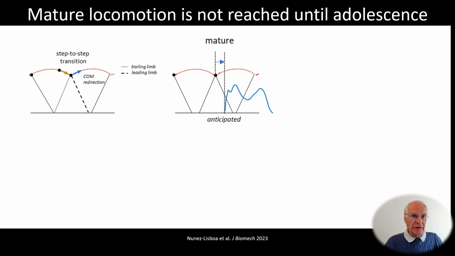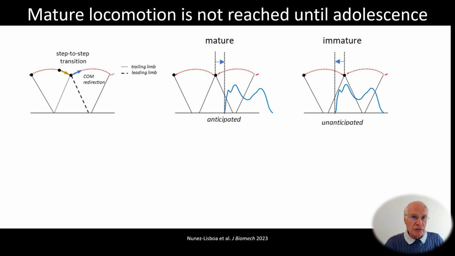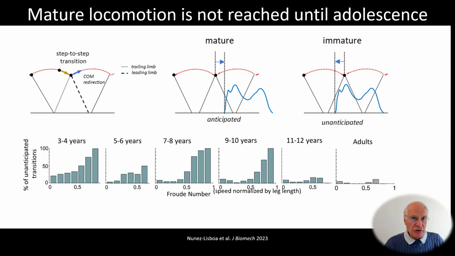However, in immature walking, the opposite occurs. The minimum vertical velocity occurs after foot contact. We found that the percentage of immature transitions is elevated in children, especially at higher walking speeds. It tends to decrease only in adolescence.